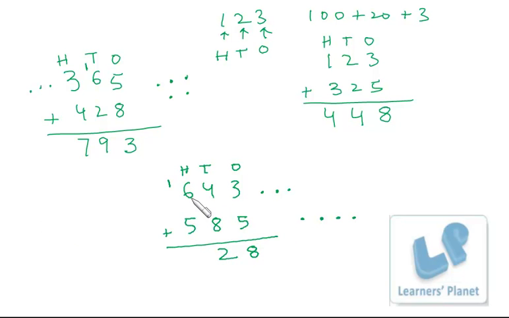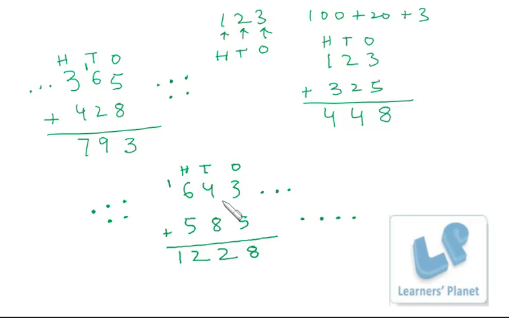Okay. Similarly 6 and 5. So 6 is in your mind. 7, 8, 9, 10, 11. So 6 and 5, 11, and then 1, 12. Okay, so addition of 643 and 585 is 1228. Okay, so this is quite similar to the addition of two-digit numbers. There is no difference. Okay, there will be three digits. If there are more than three digits, then also you have to proceed in the similar manner.